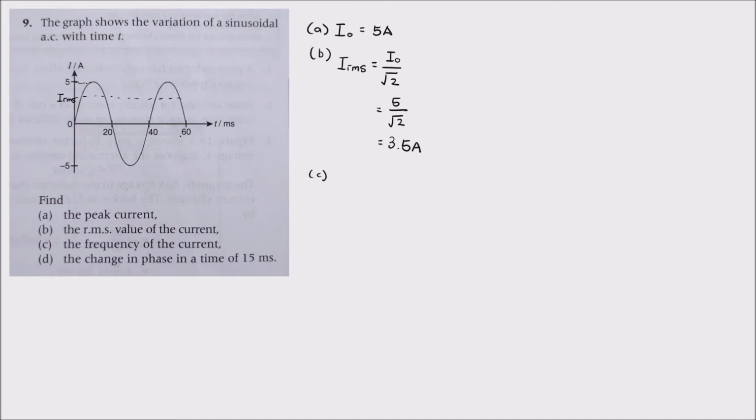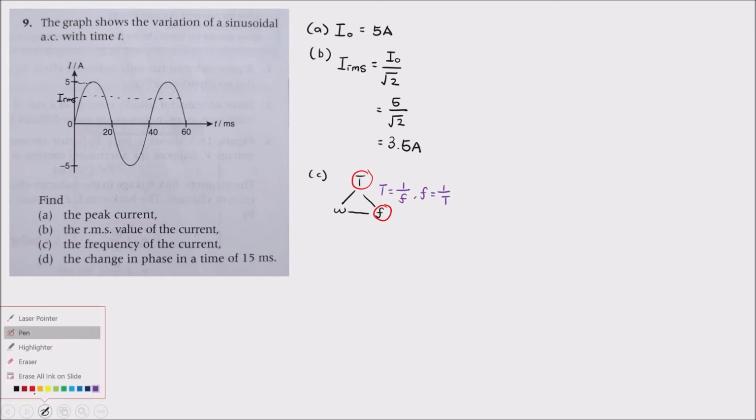So if it's just current and it's just a graph, we have to deduce it based on the three relations that we mentioned just now. Omega, period, and frequency, they are related to each other. From the graph, you are able to obtain the period. And what they're asking for is the frequency. So to express the relationship between these two things, you have the equation T equals 1 over f, or f is equal to 1 over period. So from this relationship, f is equal to 1 over T.